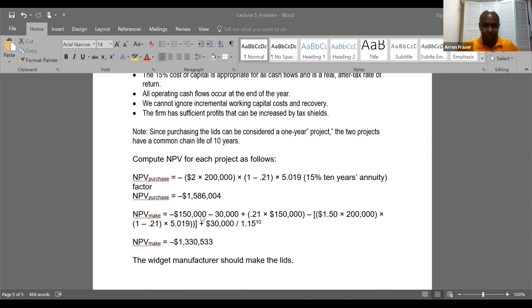So just to recap the make part and the sections in the make part. You have the investment here, right? So investment of $150,000 in the equipment, investment of $30,000 in working capital. And because you can write off that entire investment in the equipment, you save taxes of 21%. So this will make up your net investment in working capital and the equipment. And then in the second part, you're calculating the cost of making the lids in-house times the tax shield times the annuity factor. And then when you get back the working capital in year 10, you discount it. And you add them all up together. You'll get the NPV of making it in-house of $1,330,530. So it's cheaper to make it in-house than to buy it.